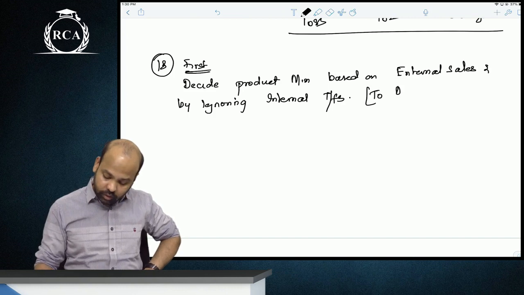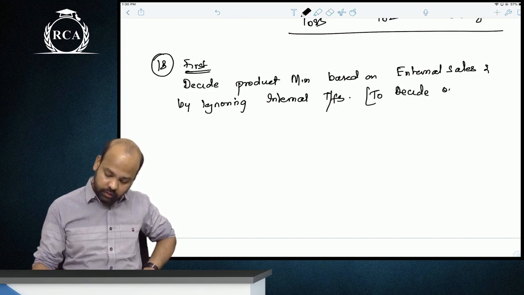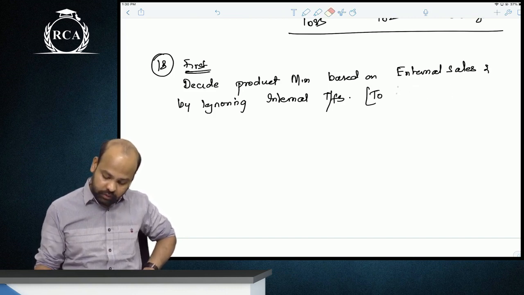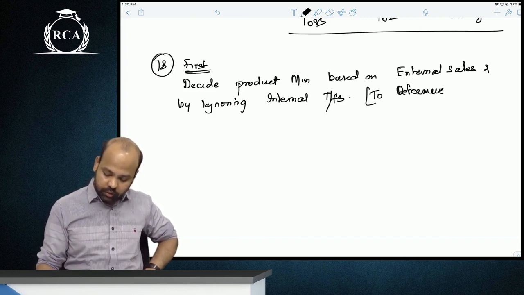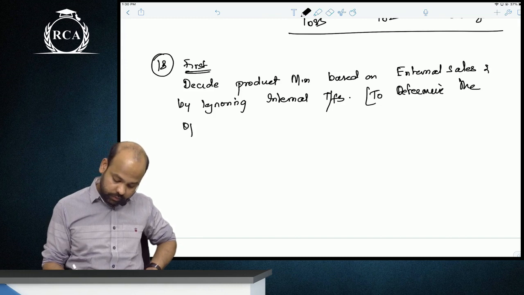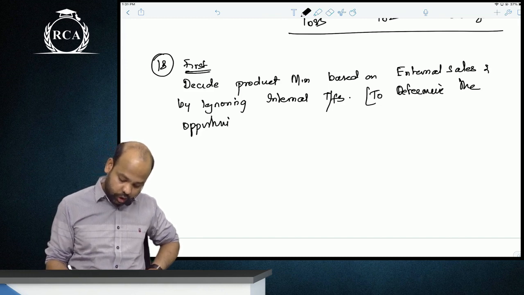This is to determine the opportunity cost of internal transfers. Understood, sir?